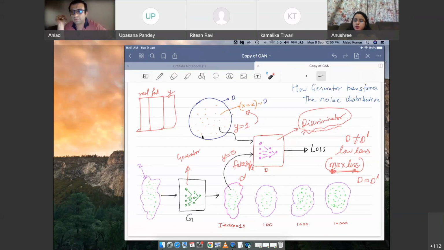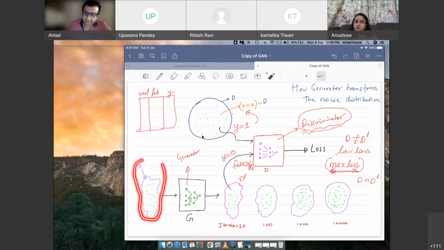Sir, we have one question from Shripati. The question is, what is the necessity of taking noise image in Z? Oh, so he's asking why we are taking this Z, right?